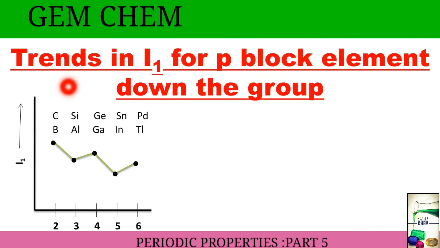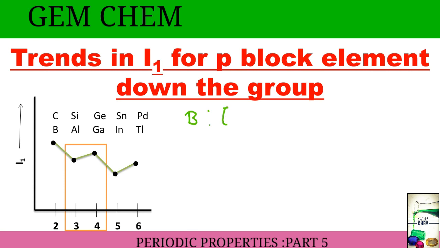Now we see the trend in I1 for p block elements down the group. Now see this one, here is the requirement. Down the group, IP value must decrease, right? So here it is decreasing, but there is an increase from aluminium to gallium and silicon to germanium, right? So from the electronic configuration we have already seen for aluminium, and for gallium we need to see, let us write the electronic configuration first.